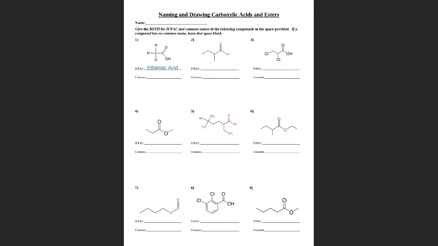Now there's actually another name that you could call it. This would be its common name, and that would be acetic acid. And acetic acid is basically vinegar. You might have heard that name before, acetic acid. It's basically vinegar.